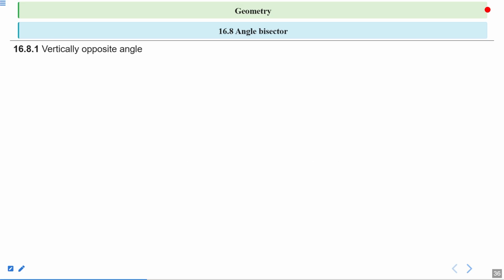Next one is vertically opposite angle in angle bisector. So this is the diagram of the vertically opposite angle. So vertically opposite angles are equal to each other.